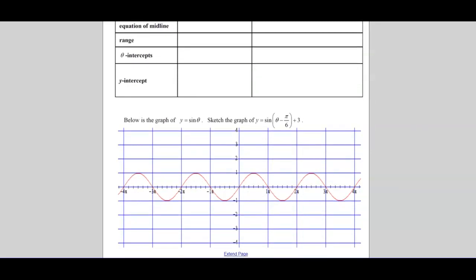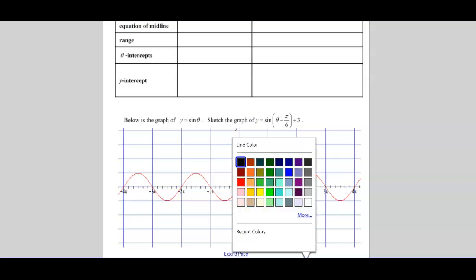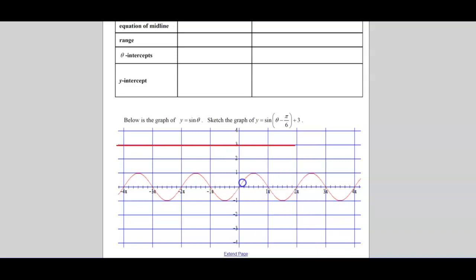Here's your base graph. We've done that for you. Now you're going to have to realize that that's not always going to be given to you. In any case, we're moving to the right pi over 6 and up 3. So what I like to do is draw my new midline right away. So that's going to be y equals 3, and I'm going to do it in red. 1, 2, 3.